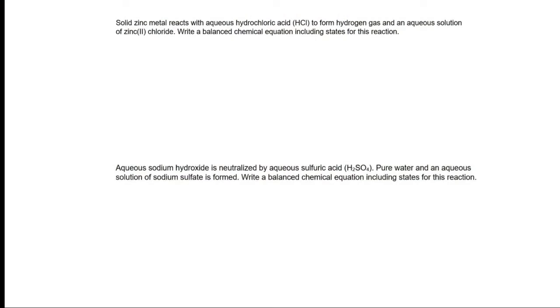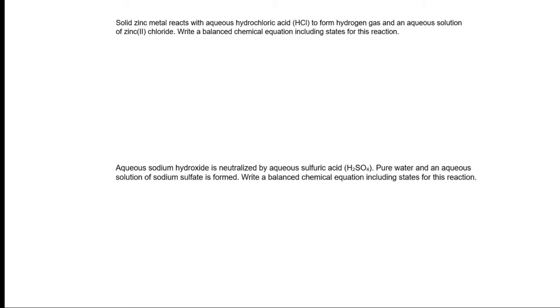Let's first practice writing chemical equations where we have not only our reactants and our products and we've balanced everything, but also let's put states in. So this problem reads, solid zinc metal reacts with aqueous hydrochloric acid to form hydrogen gas in an aqueous solution of zinc 2 chloride. Write a balanced chemical equation including states for this reaction. Looks like we are also going to have to use our naming rules to get everything in.